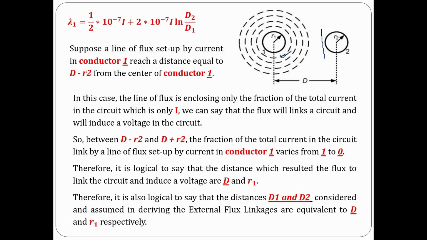Therefore, it is logical to say that the distances which resulted in the flux linking the circuit and inducing a voltage are D and R1. Therefore, it is also logical to say that the distances D1 and D2 considered and assumed in deriving the external flux linkages are equivalent to D and R1 respectively.